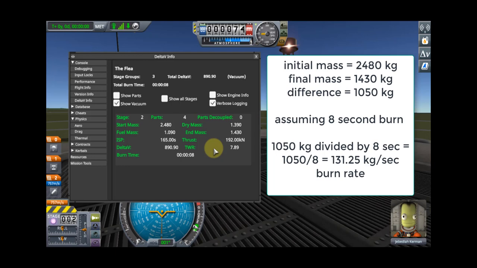Now, when I first set up the math here, I assumed an 8-second burn, so I might be a little bit off, but I think it's pretty close. I took 1050 kilograms divided by 8 seconds to get a burn rate of about 131.25 kilograms per second. It's not even an exact constant burn rate, even in the game, but I think it leads to a pretty good approximation for the flight.